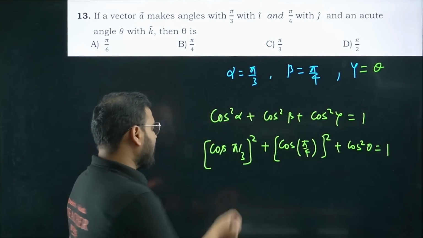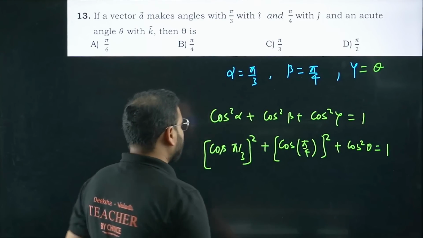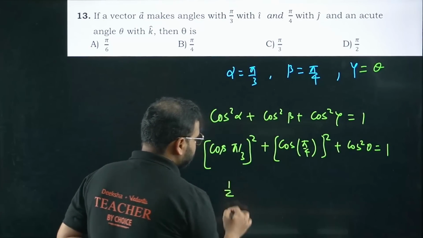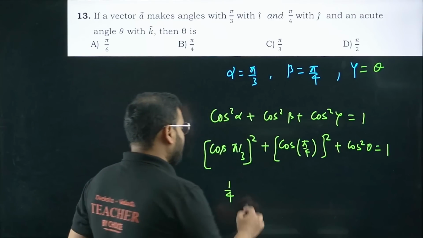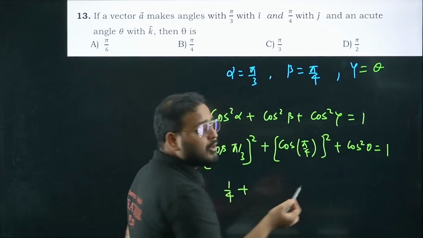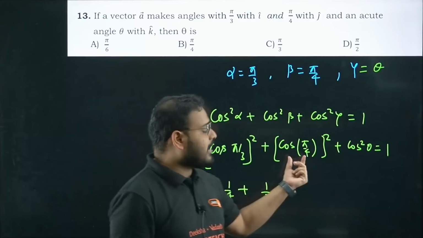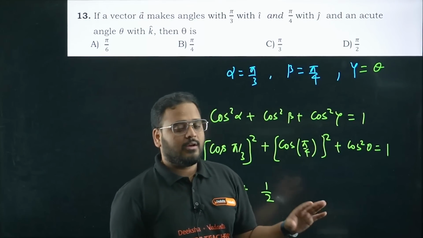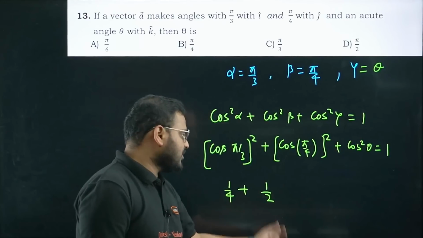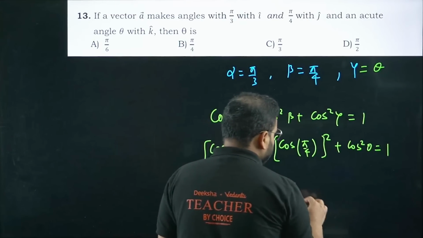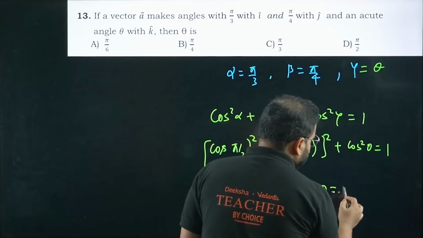Please check. Cos pi by 3 is 1 by 2, so 1 by 2 square is going to be 1 by 4. What about this? Cos pi by 4 is 1 by root 2, square will be 1 by 2. Please check. 1 square is 1, root 2 square is 2. That's why 1 by 2. And this will remain as it is. Cos square theta is 1.